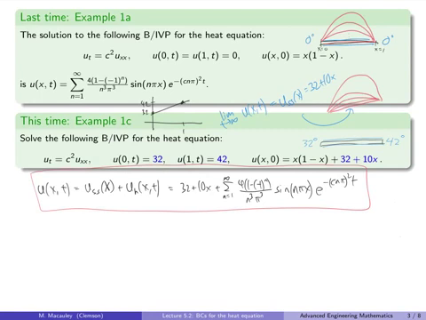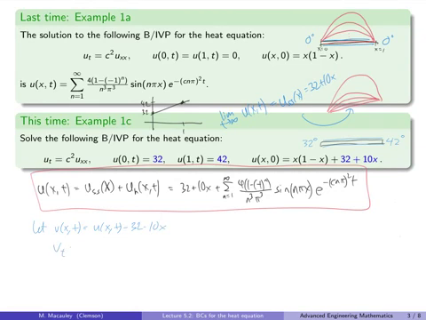So as before, we use the same method. We solve the homogeneous part first, find a steady state solution, and add them together. I want to finish this slide by just showing you how this follows from a change of variables, like we did in the previous slide. So now I'm going to let v, as before, just be the solution u and subtract off the steady state solution, which is 32 plus 10x. So minus 32 minus 10x.